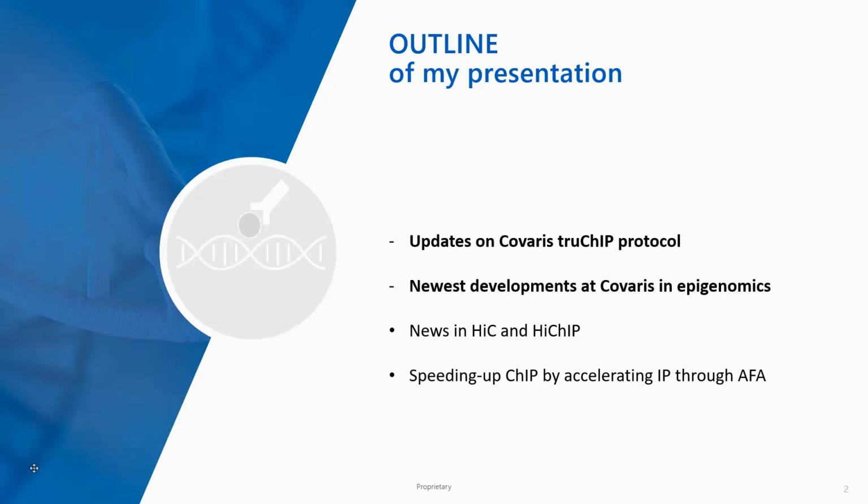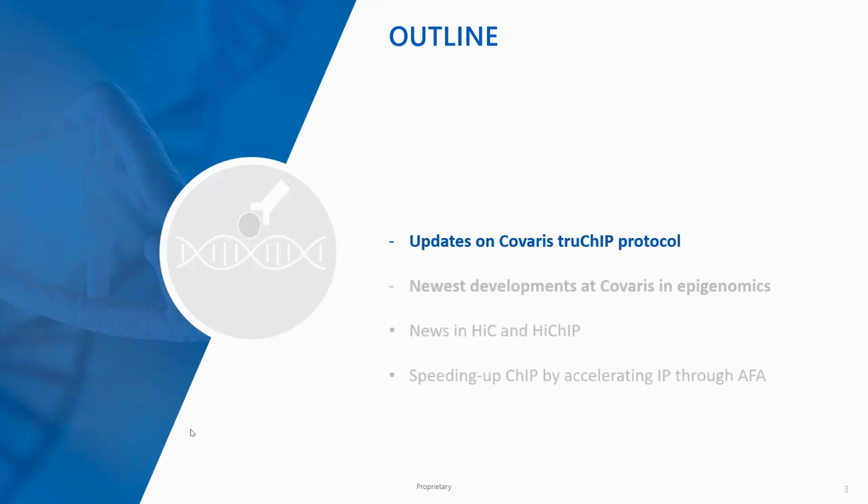Then I will talk about the newest developments at Covaris in epigenomics, two projects which are still in progress. One is partnering with another company called Arima, where I will talk about Hi-C and Hi-ChIP developments. And another project is a collaboration with UCSD in the US, where we are working on speeding up ChIP workflows by accelerating IP to AFA. So let's start with the update on the Covaris AFA protocol.